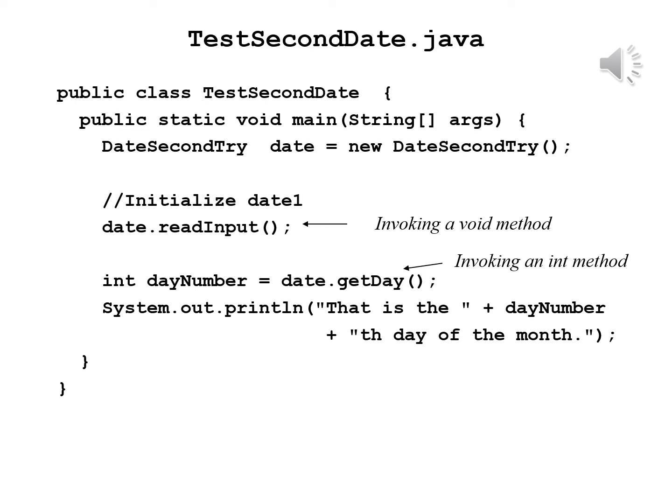getDay does have a return type. Therefore, there is a result that we will have available to assign to dayNumber. Lastly, System.out.println, that is the plus dayNumber plus "th day of the month". Now we close the brace for the method and the brace for the class.